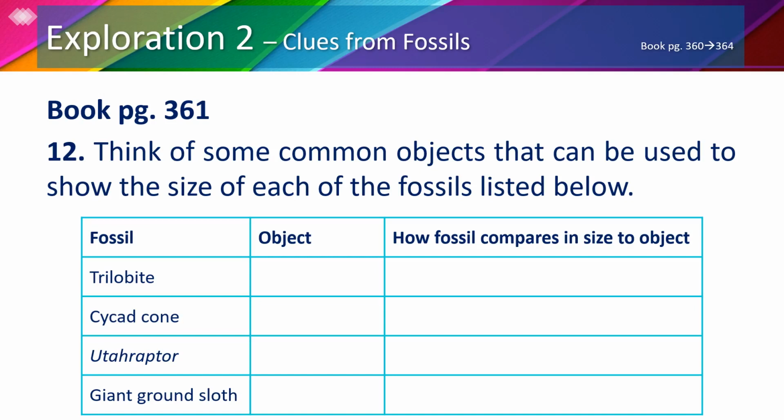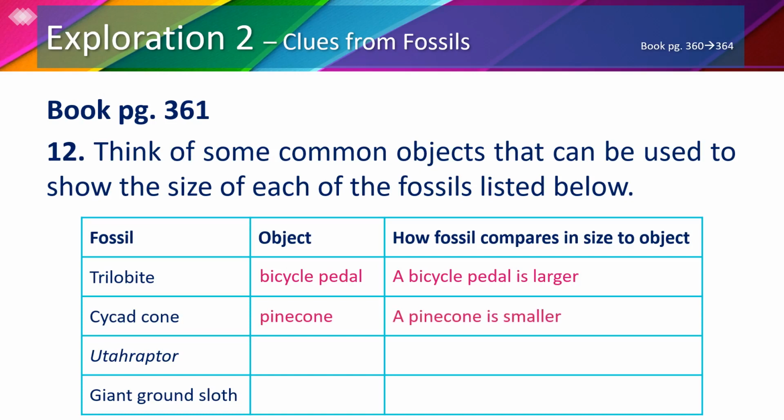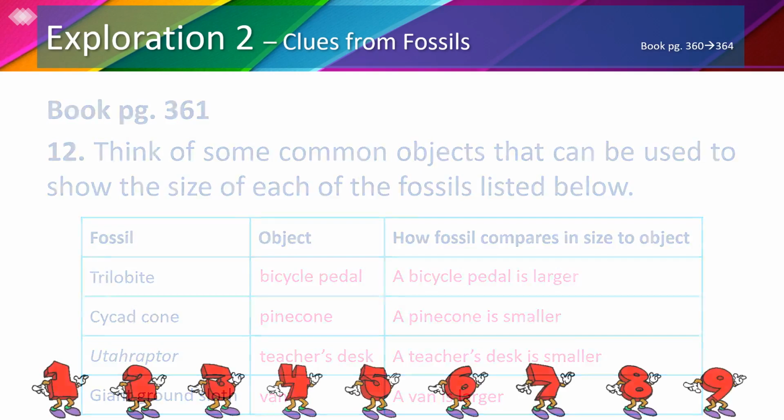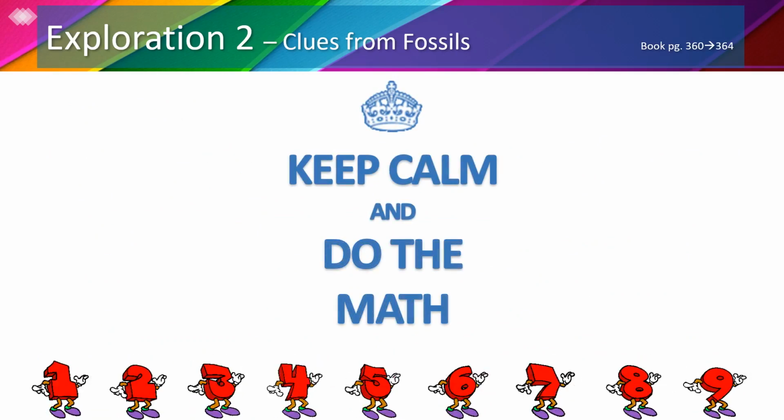The trilobite is so small, if we compared it to a bicycle pedal, for example, we could say that the bicycle pedal is larger. The cycad cone can be compared to a pine cone, but the pine cone is smaller. The utahraptor is a kind of dinosaur, can be compared to a teacher's desk, for example, but the teacher's desk would be smaller. And finally, the giant ground sloth can be compared to a van, but the van is probably larger. Now it's time for the Do the Math activity.